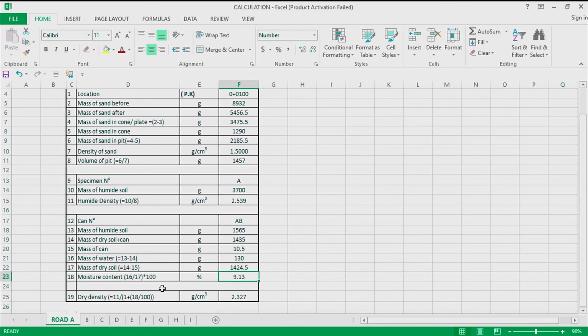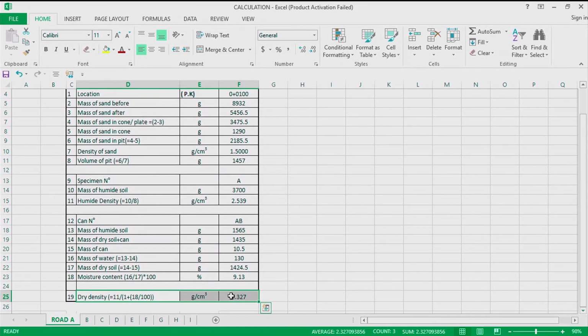As you see, the dry density that we need to calculate on the site is equal to 2.327. That means that our soil has this dry density. After getting this dry density, you can calculate the percentage of compaction index by taking this dry density in situ divided by the reference proctor that has been done in the laboratory. There you can say this road is very compacted or not. Thank you very much.